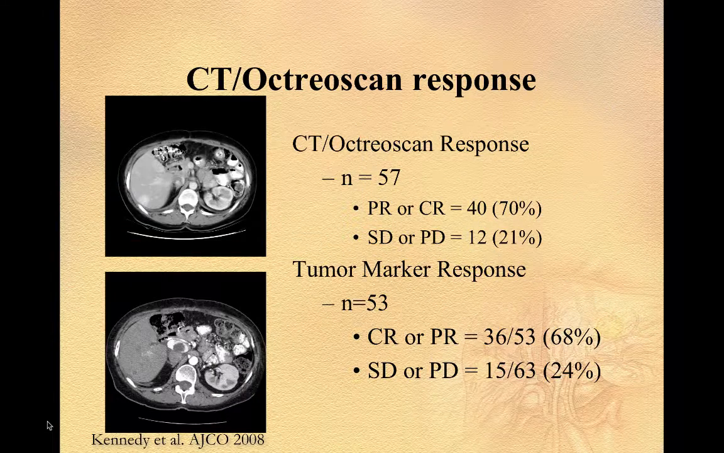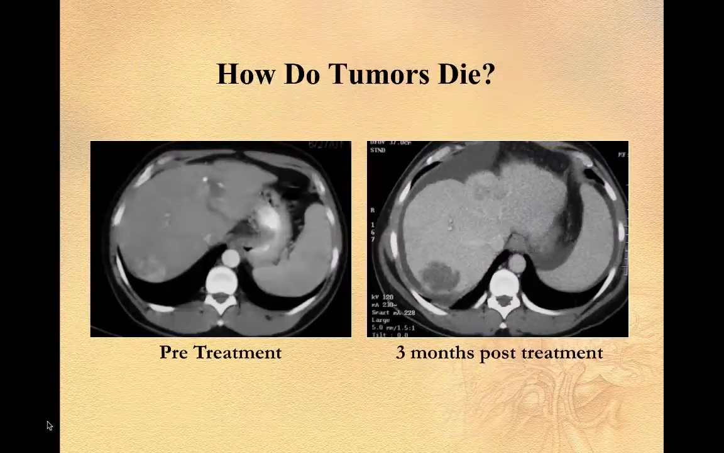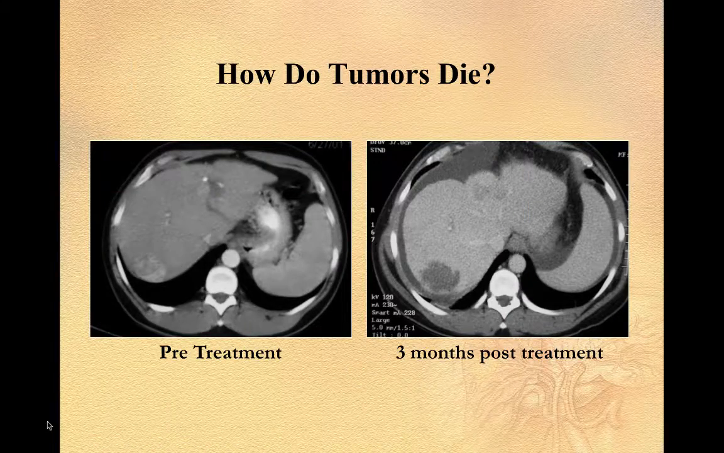In our study, we just showed that the tumor markers very closely correlated with CAT scans. How do these tumors die? Well, this is a patient who had a tumor in the backside of the right lobe. This is not a neuroendocrine tumor. Was treated 3 months later. Now that tumor is very dark. You can see the right-sided slide is after the treatment.